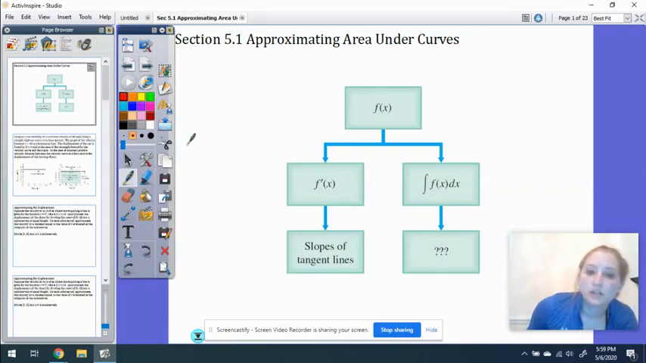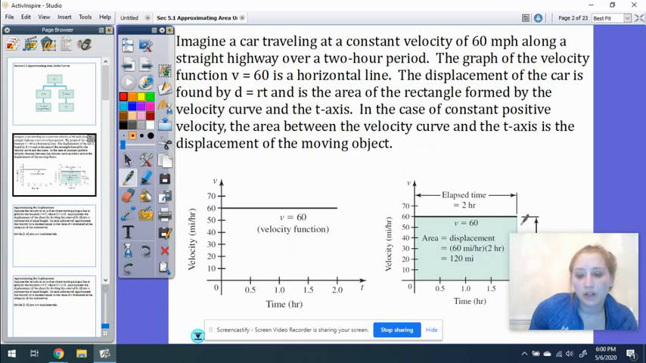Okay, so this is the video for section 5.1, and we are going to be talking about the steps to approximating the area under your curves. So we have been dealing with functions, and then we take the derivative of those functions, and we get the slope of the tangent line. Now, this symbol is integrate, and if we integrate the function, what does that help us determine? So what it's going to help us determine is how to find the area under the curve.